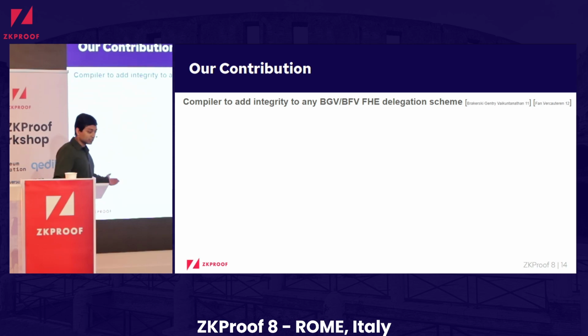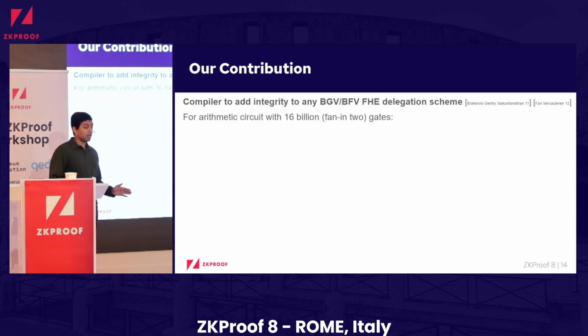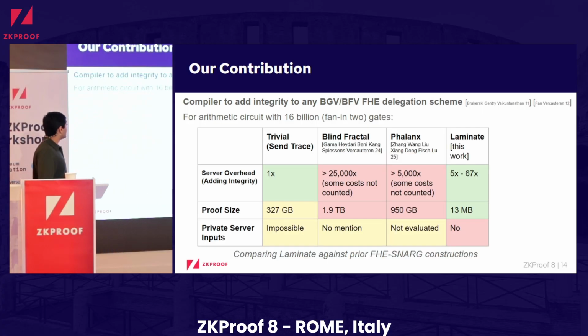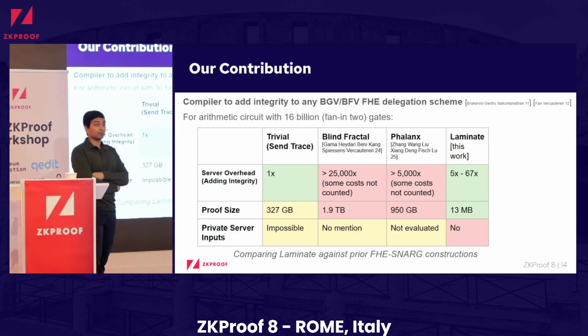Great, so what's our contribution? We give a compiler that adds integrity to any BGV or BFV-based delegation scheme. And we're not the first people to do so in the FHE over SNARG world, so let's compare the bottom lines. For an arithmetic circuit with 16 billion fan-in 2 gates, here's the table of comparisons. And I want to walk you through what this means.